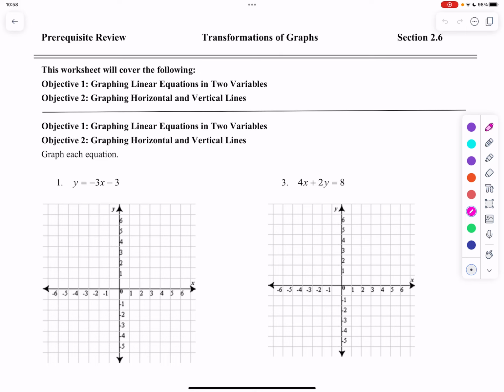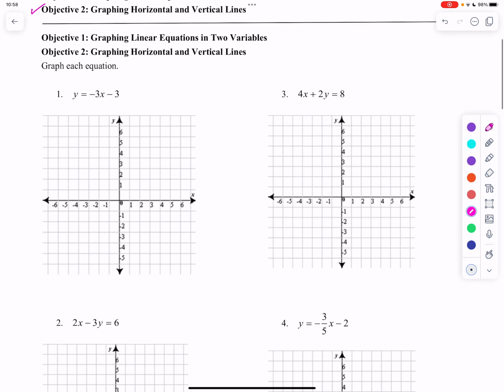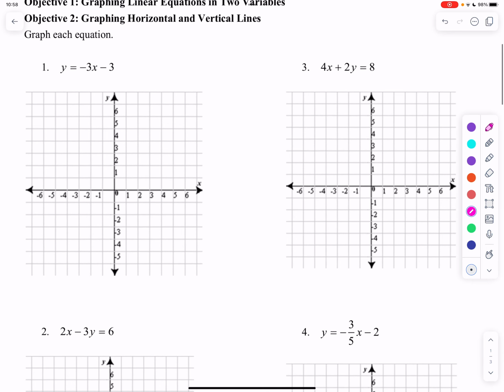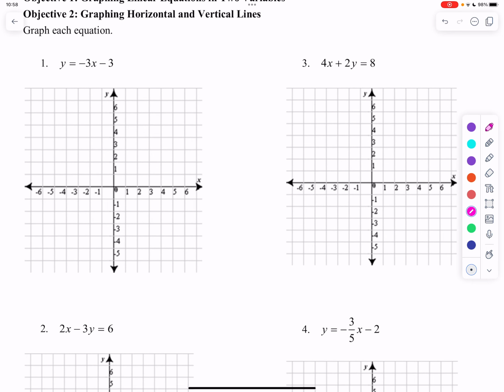This is the prerequisite review for section 2.6, transformations of graphs. In this worksheet, we are going to graph linear equations in two variables. We will be graphing both horizontal and vertical lines. So let's go ahead and take a look at number 1. As you can see, we will look at each one of these cases and decide how we're going to graph.